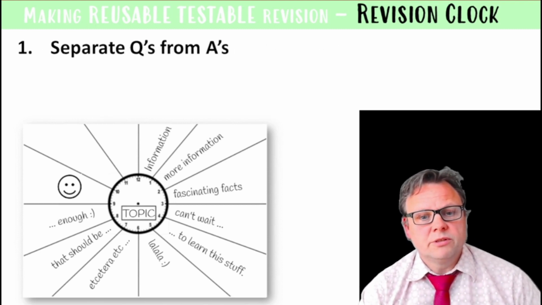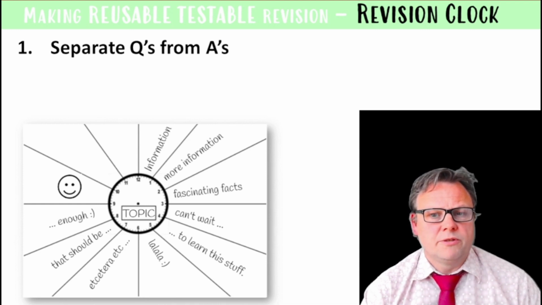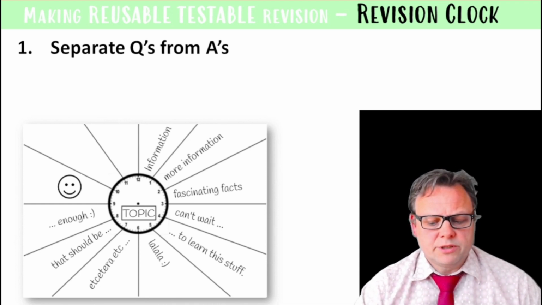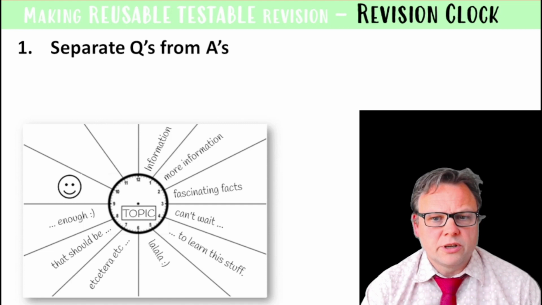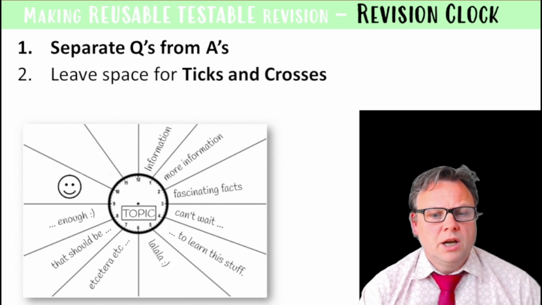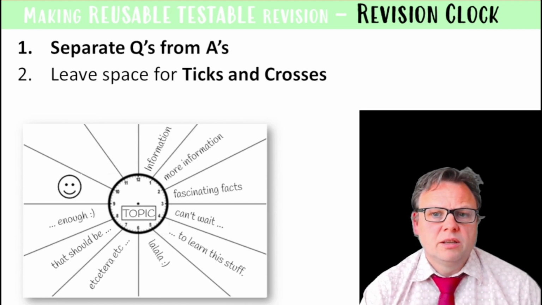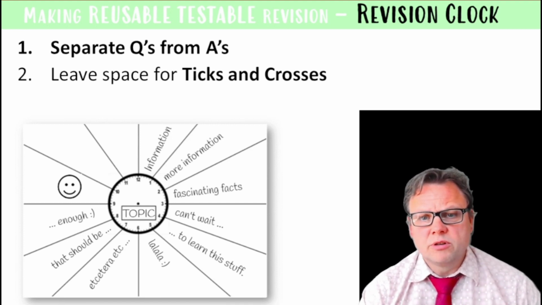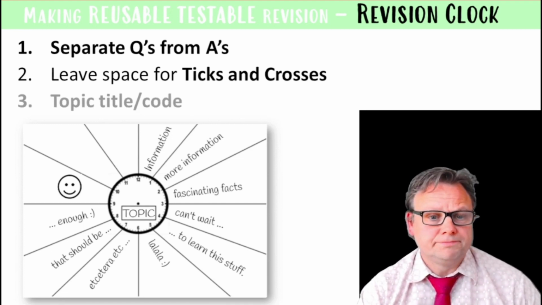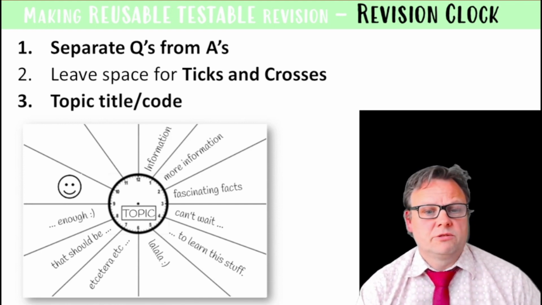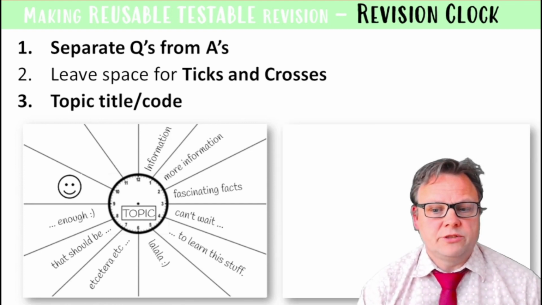So we need to be able to separate questions from answers. At the moment, we've just got facts. We need to separate out some sort of keywords, answers, questions, answers, something like that. We need space for ticks and crosses, so that we can check which ones we're getting right, which ones we're getting wrong, and which ones we need to do more work on. And we need our topic, title or code, but that's already there, so that's dead straightforward.